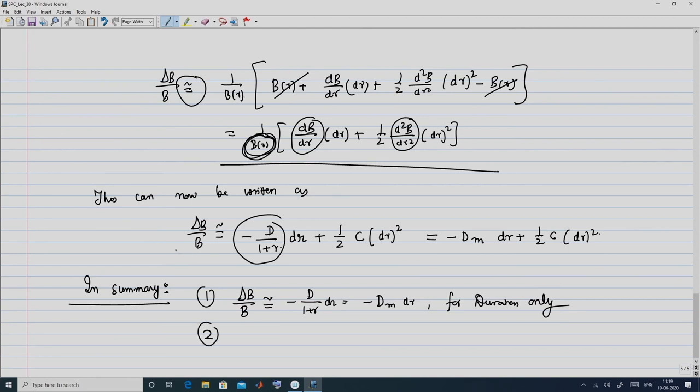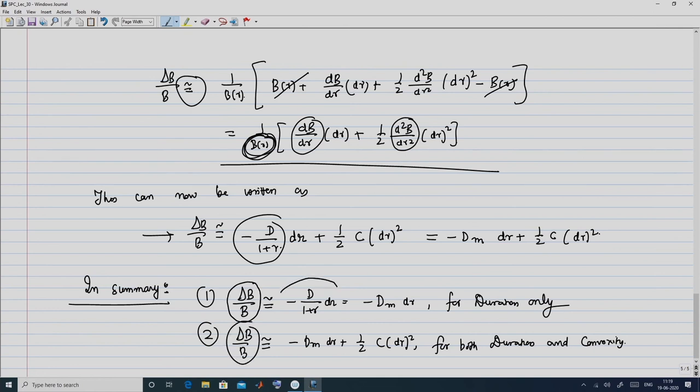And secondly, from this expression we get delta B over B, which is approximately minus D_m dr plus half C of dr square, for both duration and convexity. So, that means that you can get an estimate of the percentage change in the bond price. And this first term is some sort of a first order approximation, and this expression here is some sort of a second order approximation.